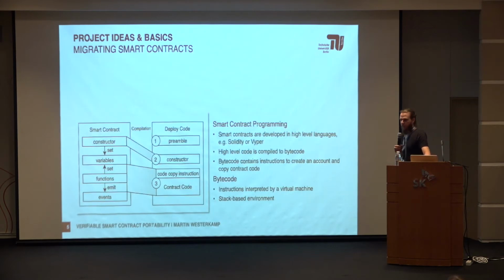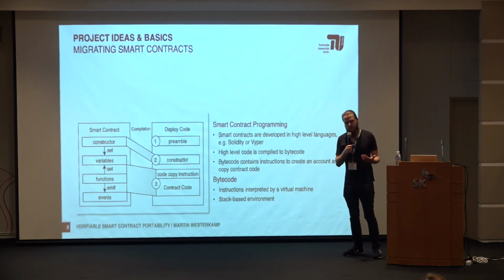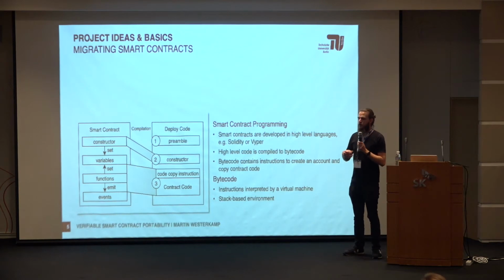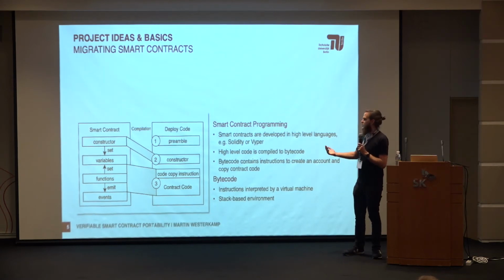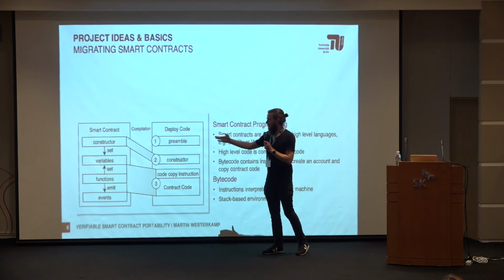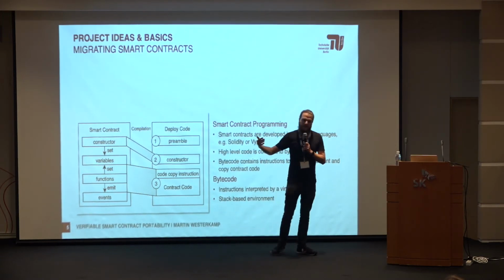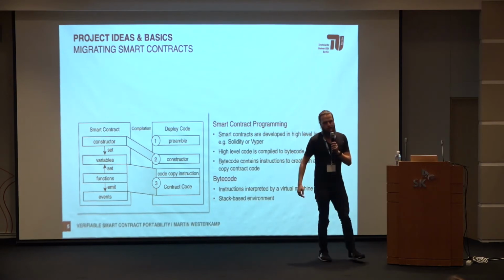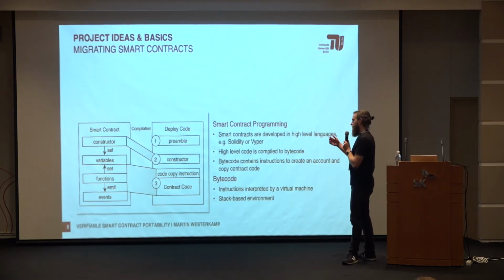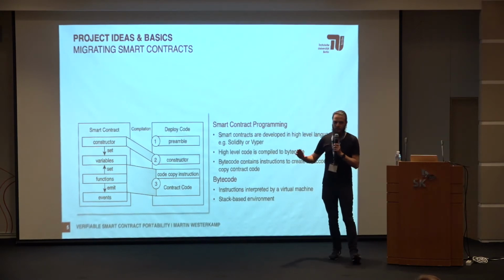As a small reminder, when we develop smart contracts, we usually have a high-level language like Solidity or Viper, and then we compile this to bytecode. This bytecode consists of a preamble that sets a memory pointer in the beginning, then a constructor that sets the initial state, and in the end we have code copy instructions that copy the actual contract code that remains on the blockchain.